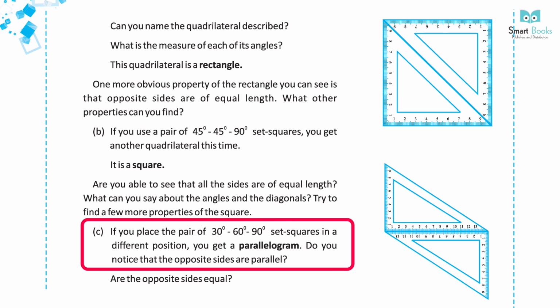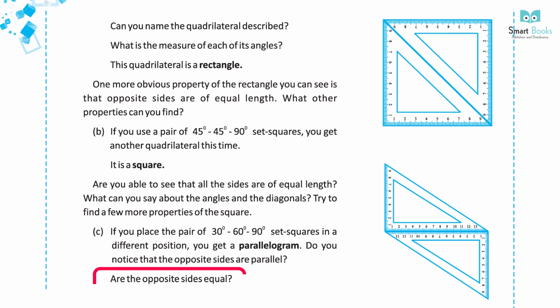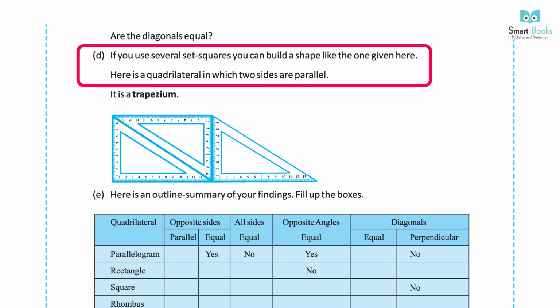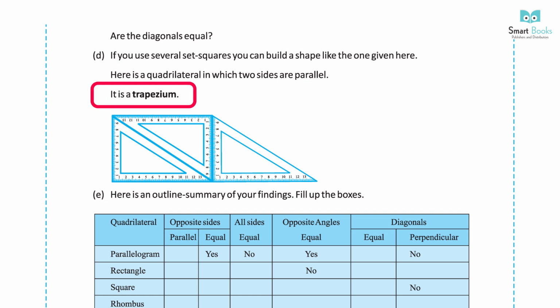C. If you place the pair of 30-60-90 set squares in a different position, you get a parallelogram. Do you notice that the opposite sides are parallel? Are the opposite sides equal? Are the diagonals equal? D. If you use several set squares, you can build a shape like the one given here. Here is a quadrilateral in which 2 sides are parallel. It is a trapezium.